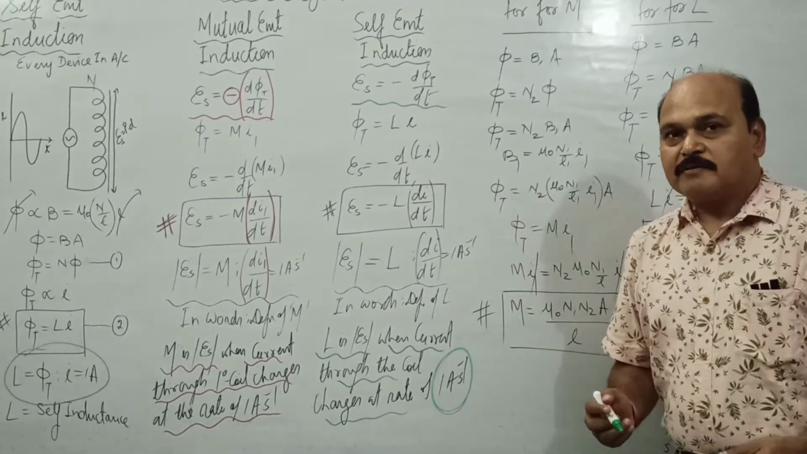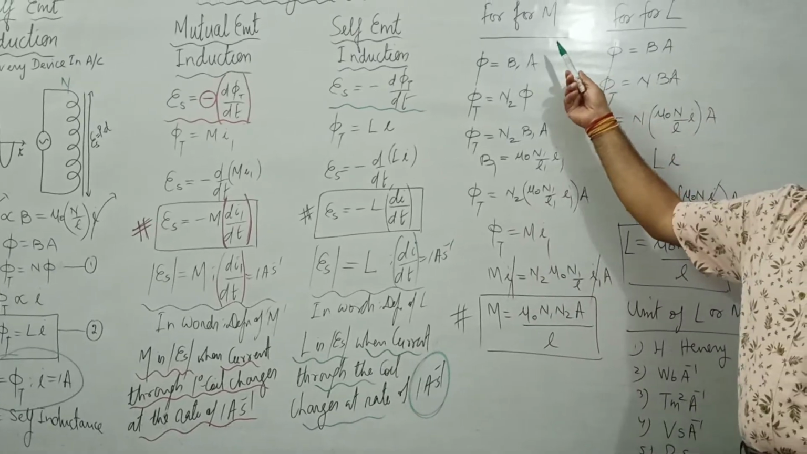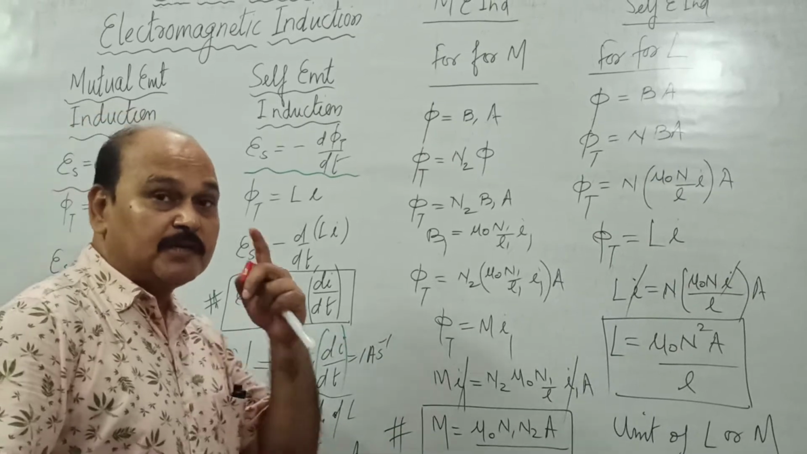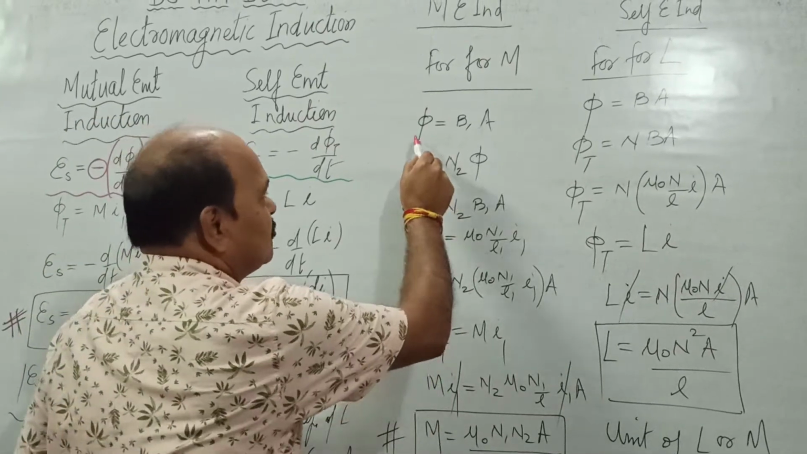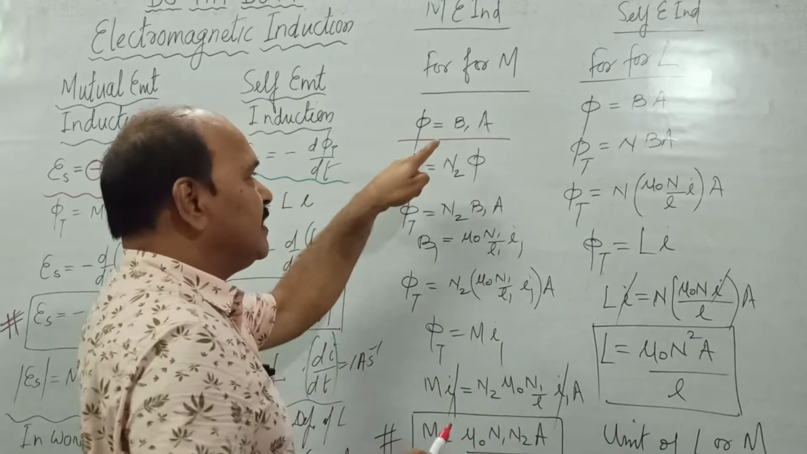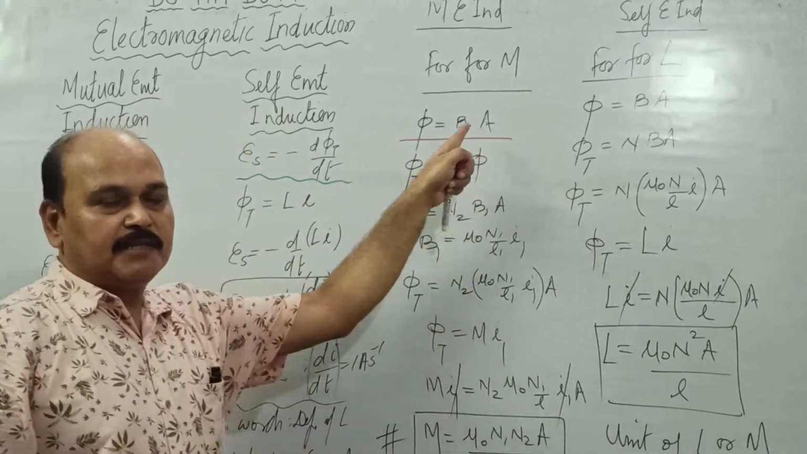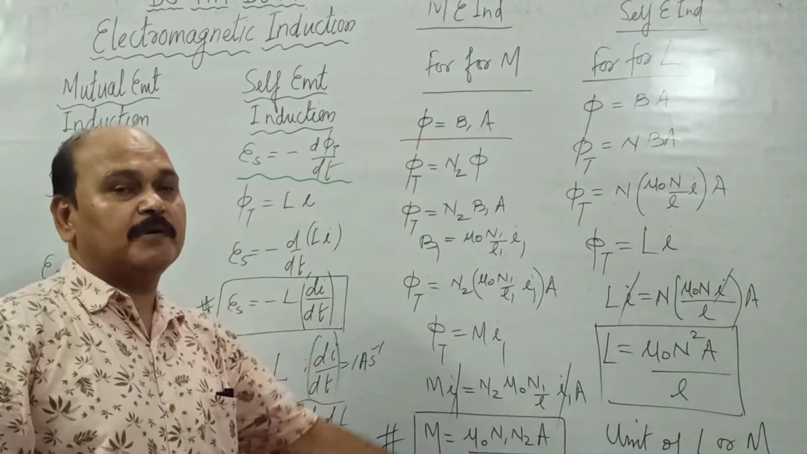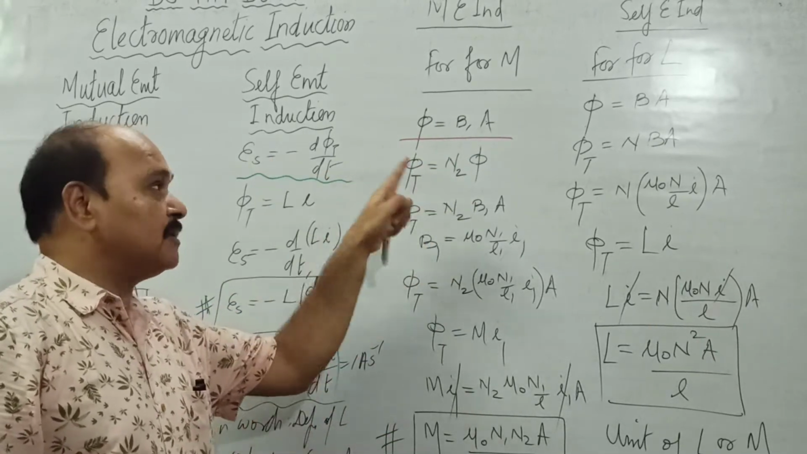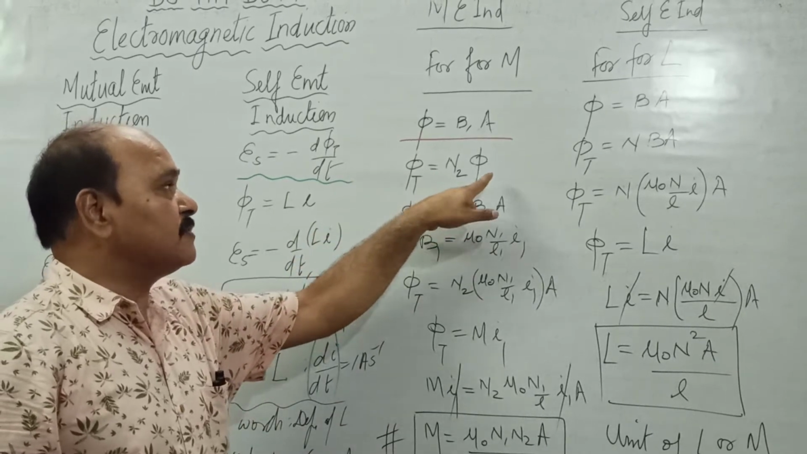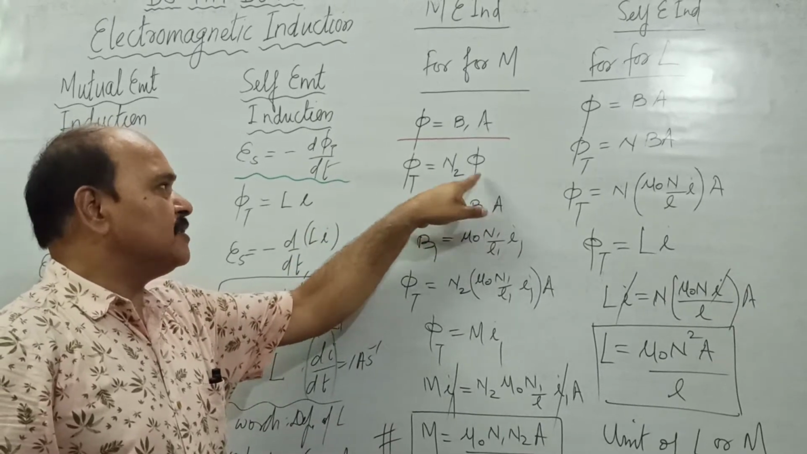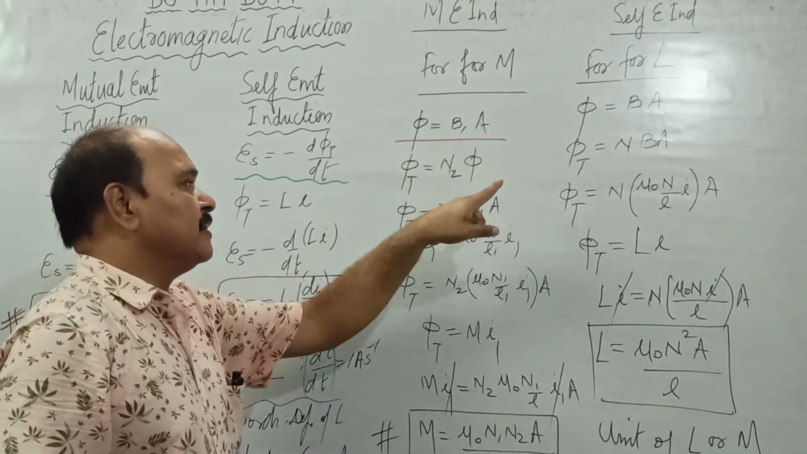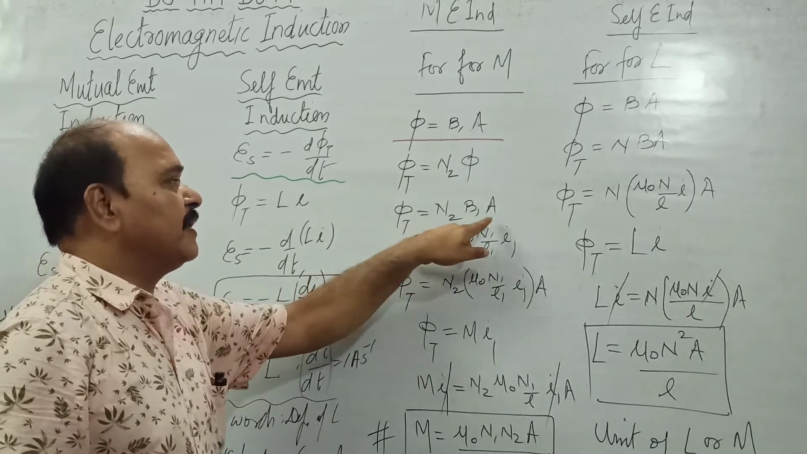Let's now work out the formula for M. Children, we know the magnetic flux passing through one turn of the secondary coil. Magnetic flux passing through one turn of the secondary coil is what? Magnetic field into the cross-sectional area of the secondary coil. Flux passing through N2 turns: if N2 happens to be the number of turns, then the total flux passing through all the turns of the secondary coil is going to be N2 times phi. What is this phi? This phi is nothing but B1 into A. So total flux is N2 B1 A.